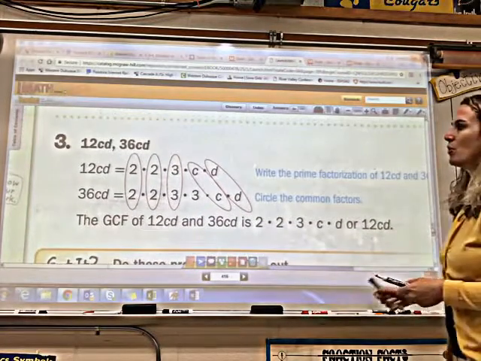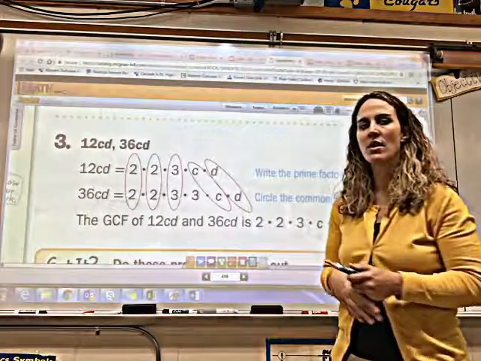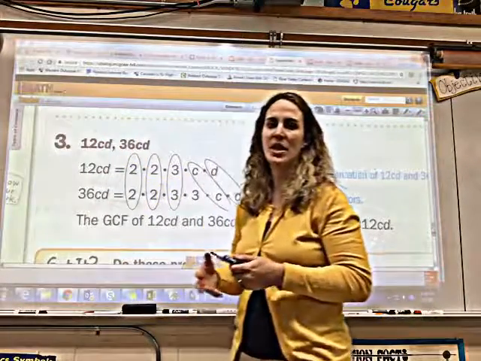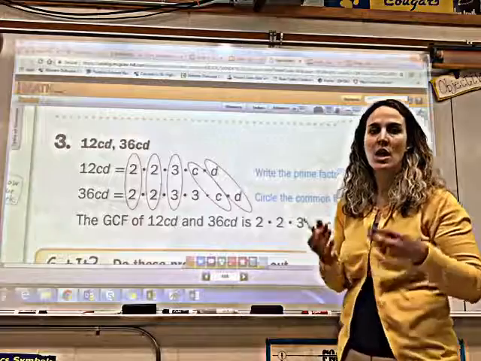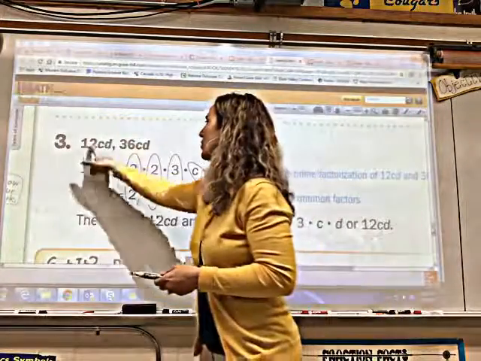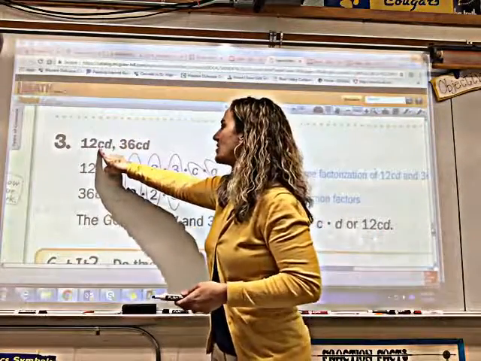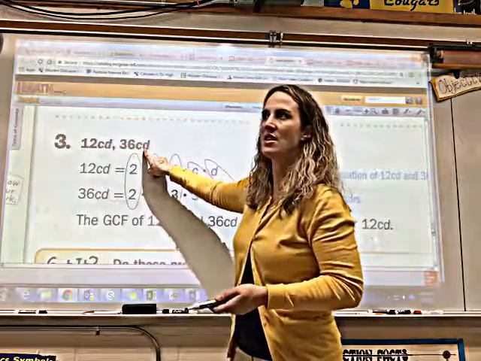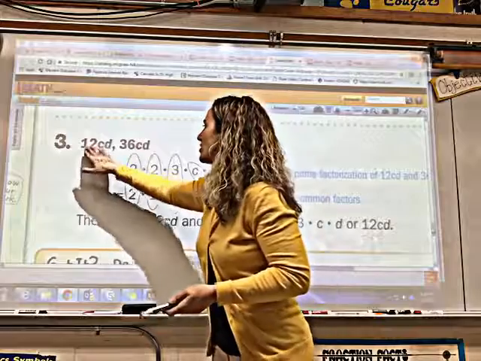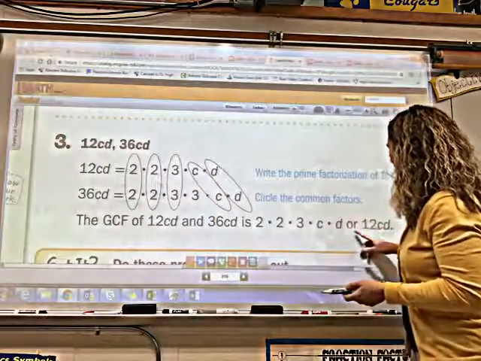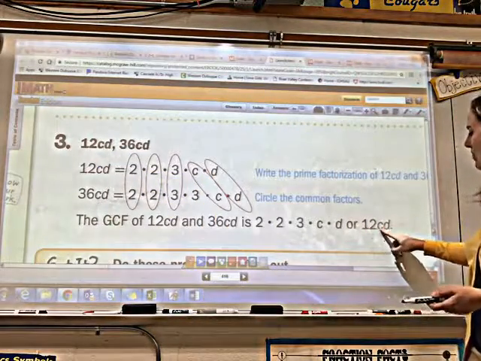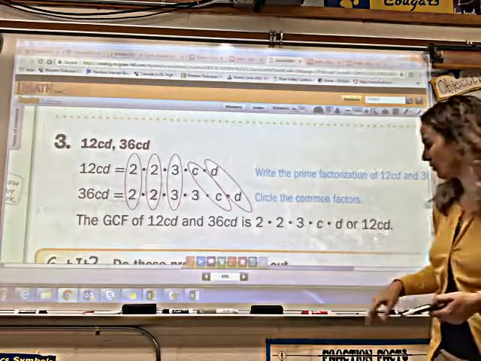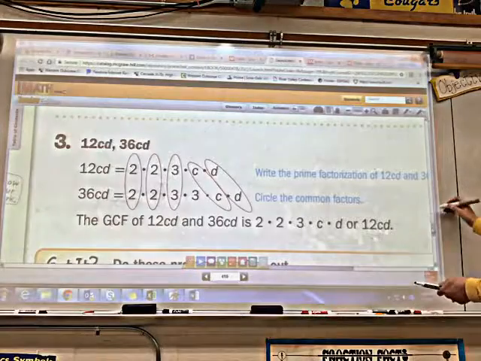Here's another example, 12cd and 36cd. Again, just think about your coefficients, 12 and 36. What's the greatest common factor of 12 and 36? I know 12 goes into 36, so I can pull the 12 out. Then I notice I have a c here and a c there, so I can pull the c out. I have a d here and a d there, so we can pull the d out as well. So again, we said 12 was the greatest common factor, and a c is in both and a d is in both, so we can pull both of those out. So the greatest common factor would be 12cd.